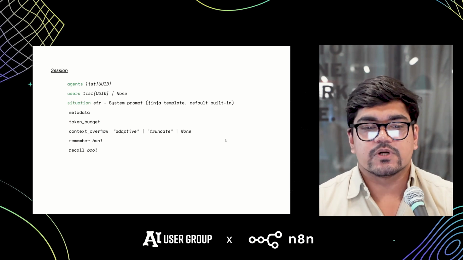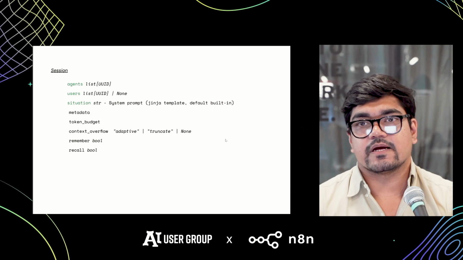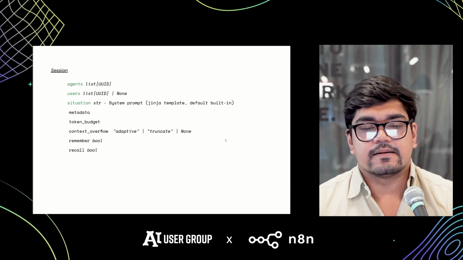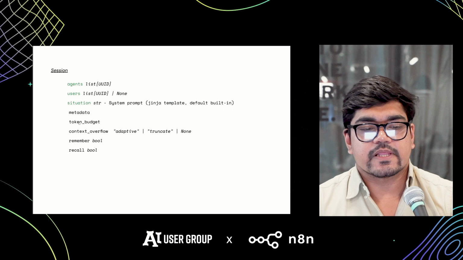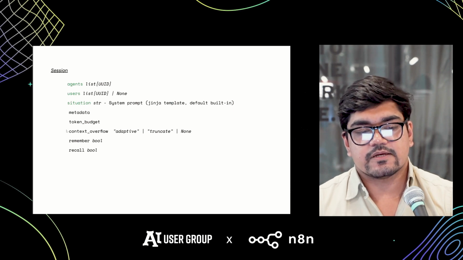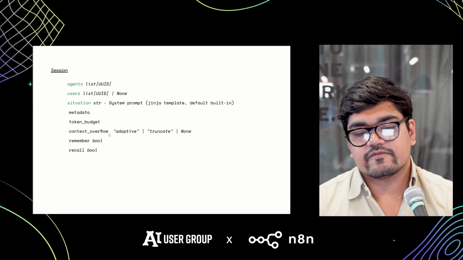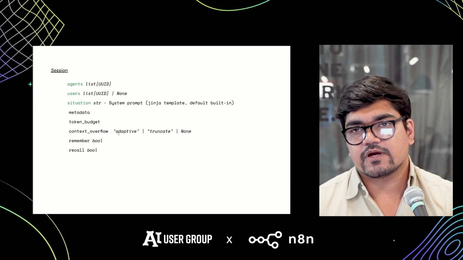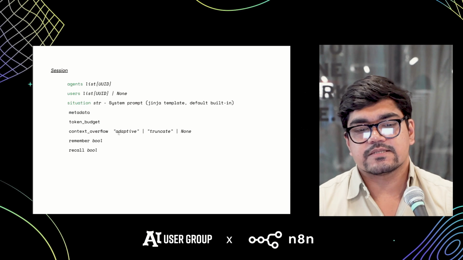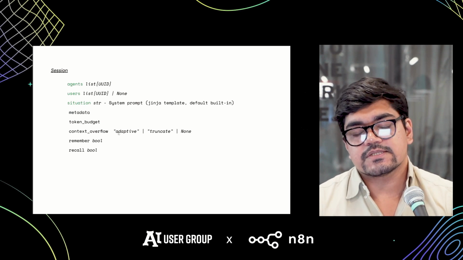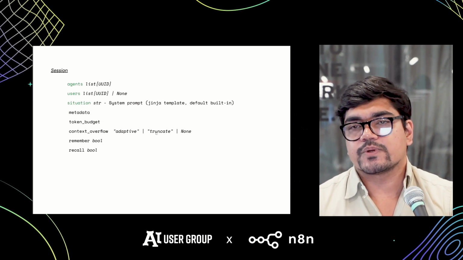So agents can work with each other. Users, you can add multiple users. It could be your entire Slack channel, and they can just talk to each other. A couple of interesting things. If you see here, there's context overflow. So we have essentially taken best practices and the state of the art for managing context at the moment, and the simplest one is truncate.